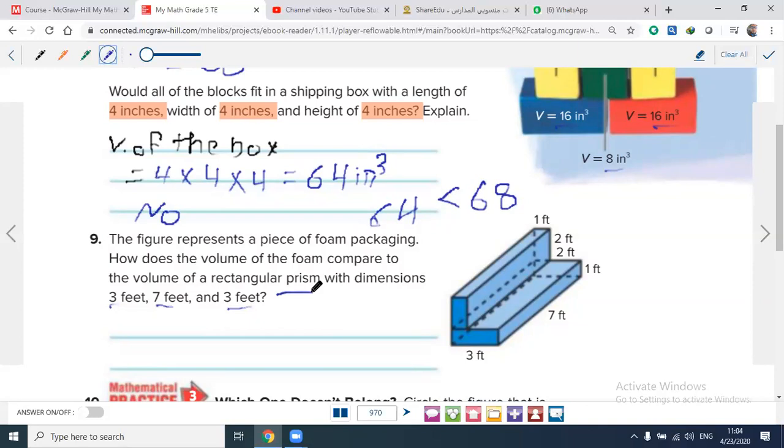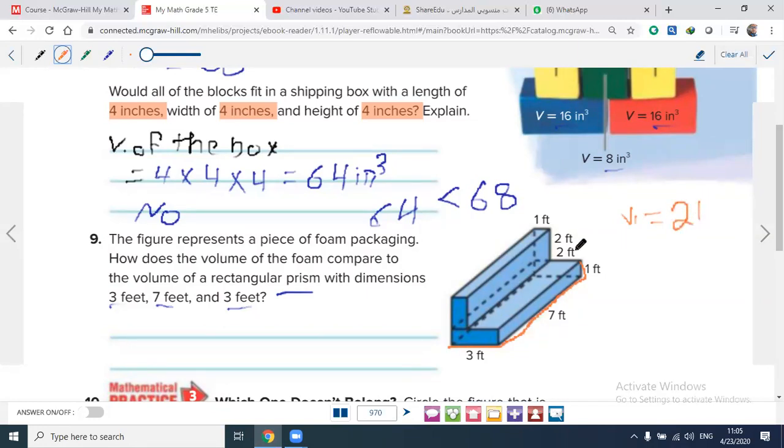Here I have this composite. I have to find volume 1 and volume 2. What are the dimensions of the bottom one here? Length 3, width 7, and height 1. You have to multiply 3 times 7 times 1, equal 21. So volume 1 equals 21.